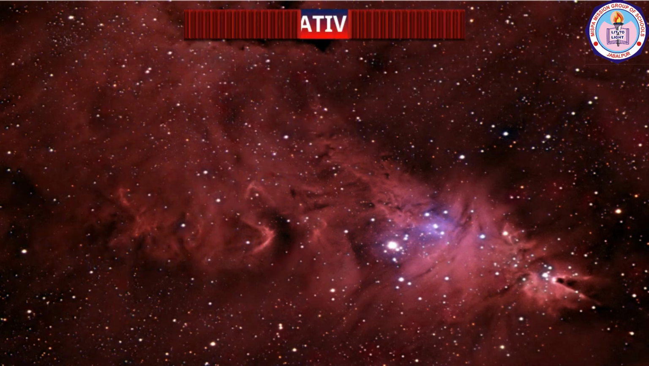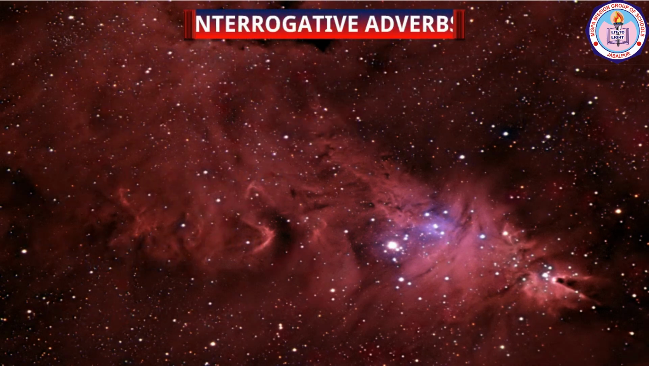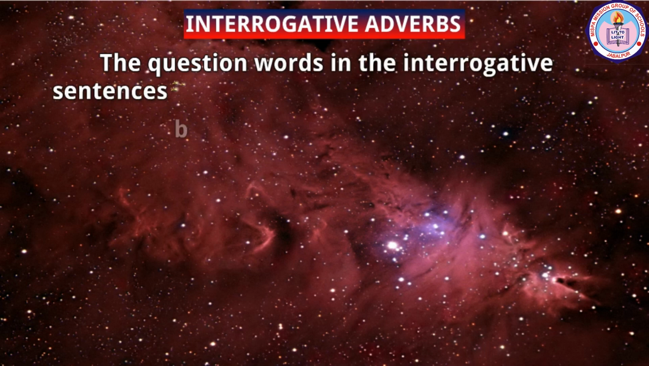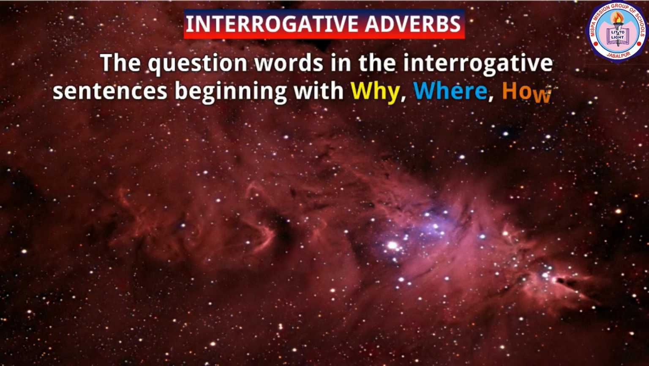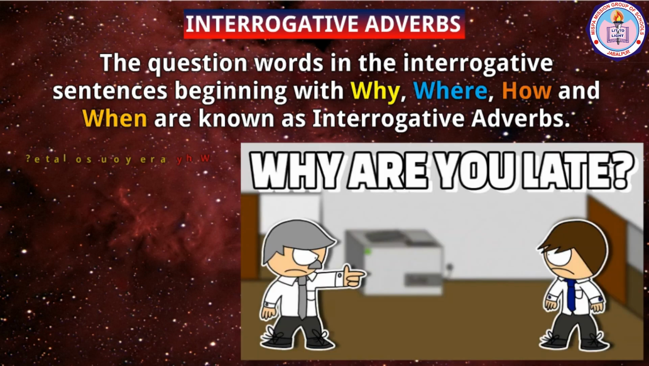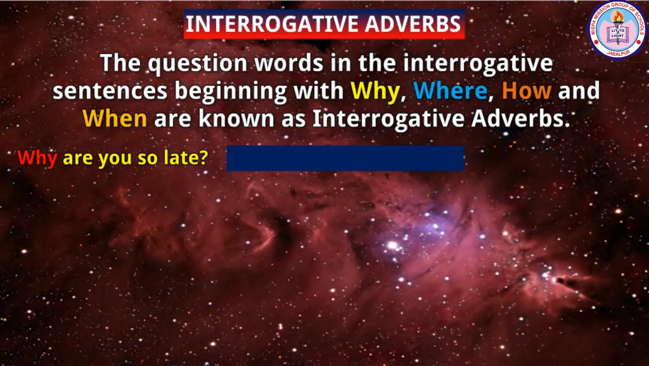Let us see what interrogative adverbs are. The question words in the interrogative sentences beginning with why, where, how, and when are known as interrogative adverbs. These questions can be answered with a sentence or a prepositional phrase. Example: why are you so late? The short answer is there was a lot of traffic.